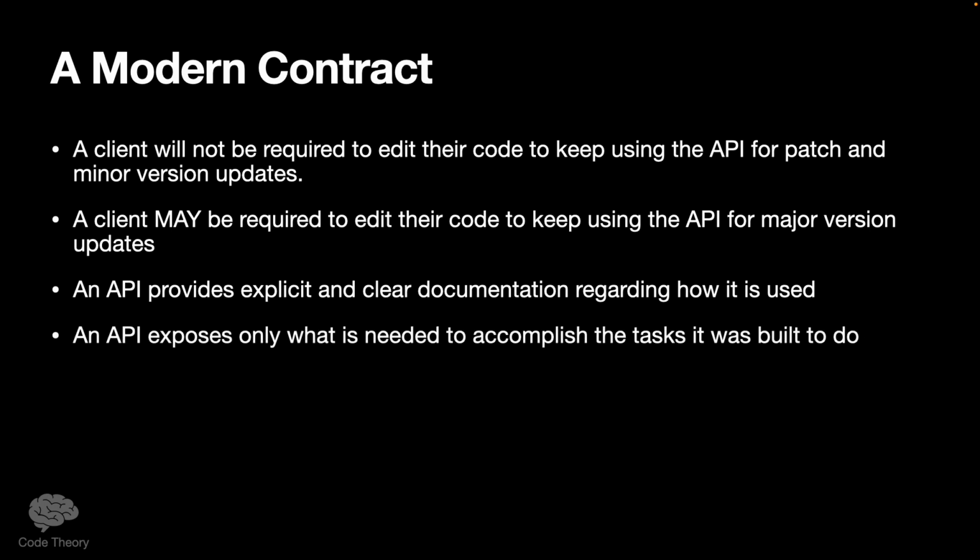An API exposes only what is needed to accomplish the tasks it was built to do. So this one's really important. This one is basically the idea that if you're writing a library, and your library writes books for folks, right? You have all sorts of internal classes and functions that are creating authors and worlds and settings and characters and everything, pulling them all together, right? But the whole point of your API, the purpose of it for your clients, is to give a book.